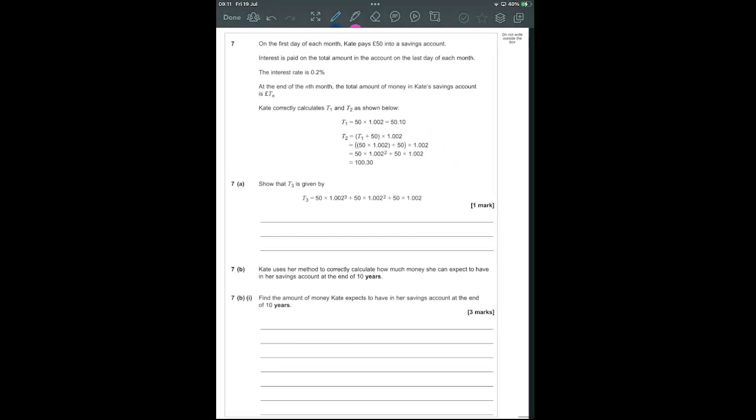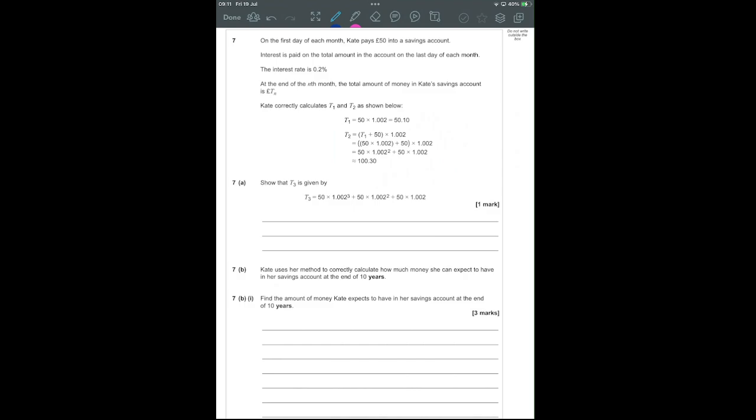On the first day of each month, Kate pays £50 into a savings account. Interest is paid on the total. The interest rate is 0.2. At the end of the month, we have TN. She correctly calculates T1 and T2. So T1 we increased by 2%, 0.2%. T2 we put 50 quid in and then increased, and she just substituted T1 in.